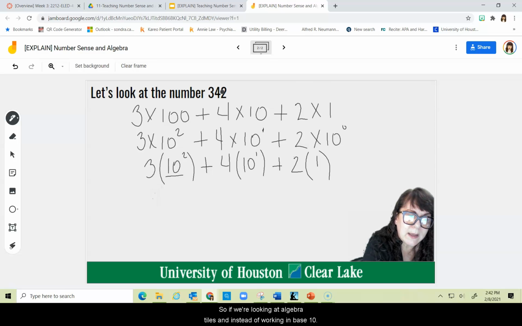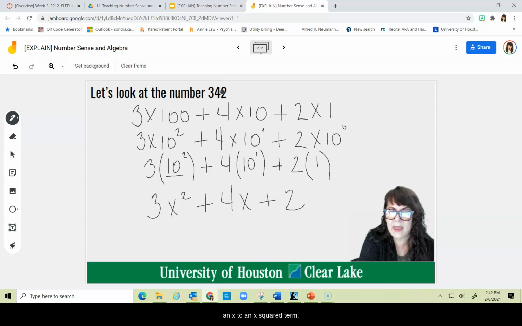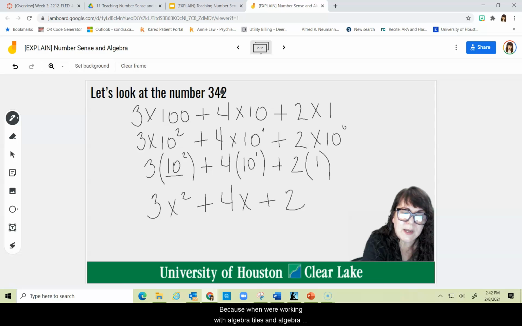So if we're looking at algebra tiles and instead of working in base 10, we work in base x, we can help students understand why we can't add an x to an x squared term or a constant to an x term. Because when we're working with algebra tiles in algebra, our base is x, but it operates the same as when we're working in base 10.